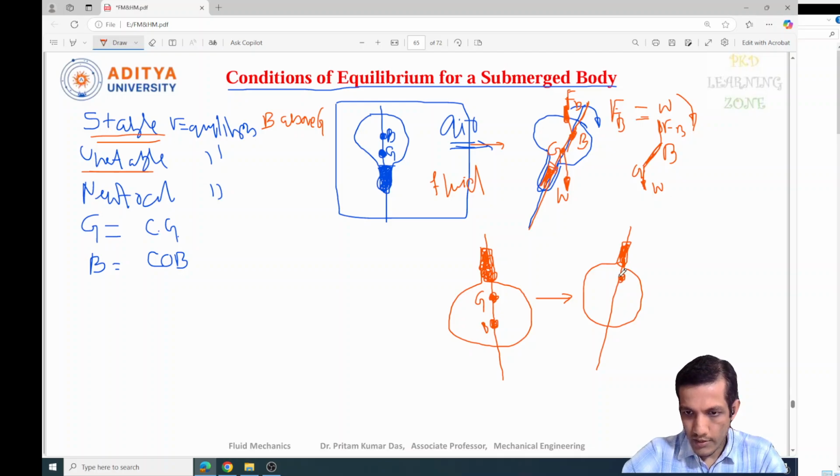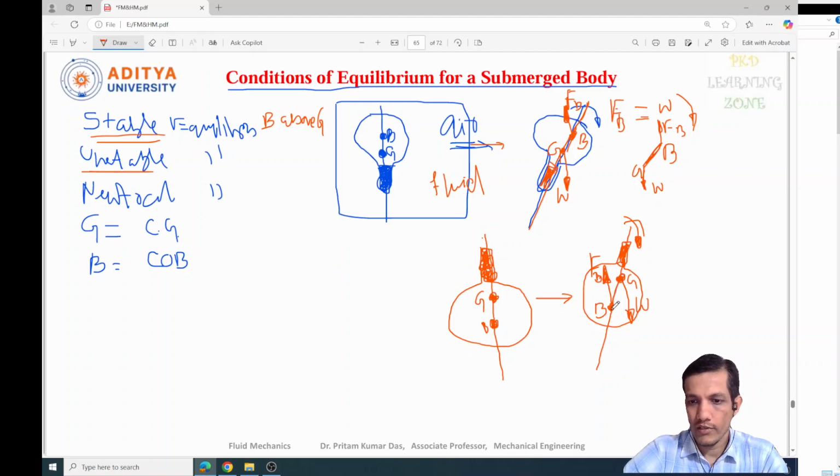The G point means the center of gravity point, where W is acting vertically downward, as we know. And what about the B point? The B point is here. This is B and this is G, and here we know that the force of buoyancy is going to act. This is Fb. Now for this condition, if you slightly rotate this object in this direction, it is not going to go back to its original position.